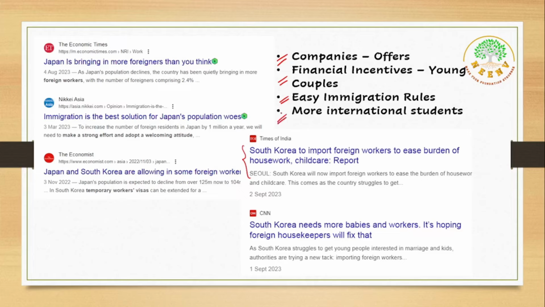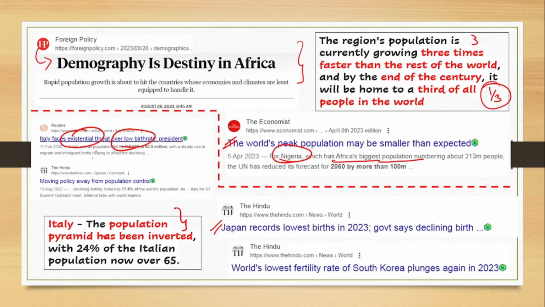And they have also eased visa rules to attract international students into the country. So this is the IR implication of this population aspect, wherein the immigration rules become easy, more international students are allowed into the country, and the companies are offering financial incentives to increase the population.